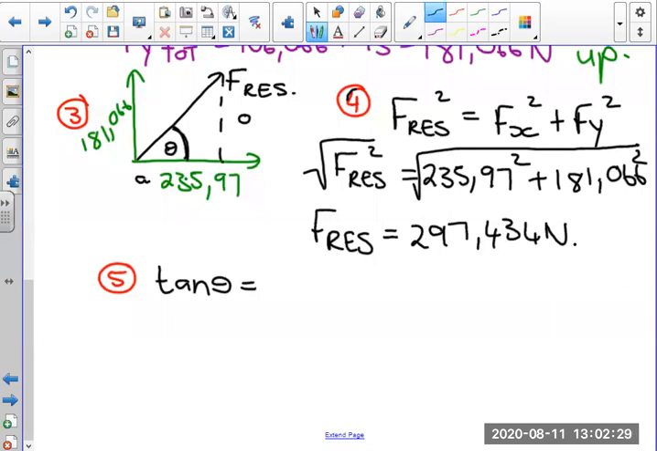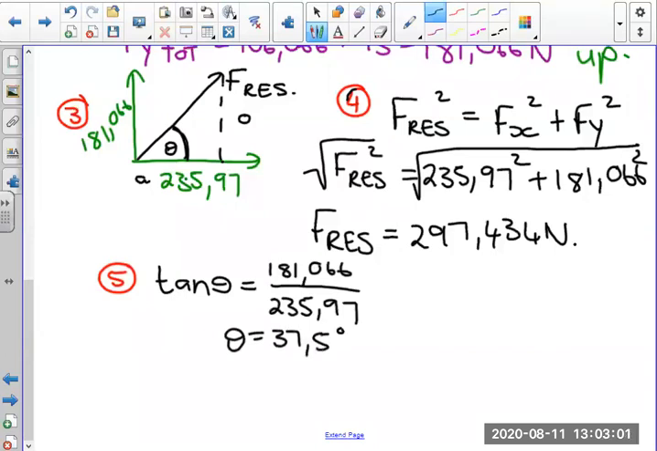So it means the y, which is 181,066, over the x, which is 235,97. And then you put in your calculator, shift tan, there will be a bracket, 181,066 divided by 235,97, close the bracket and equal. Okay, then you will get your answer for theta will be 37,5 degrees.